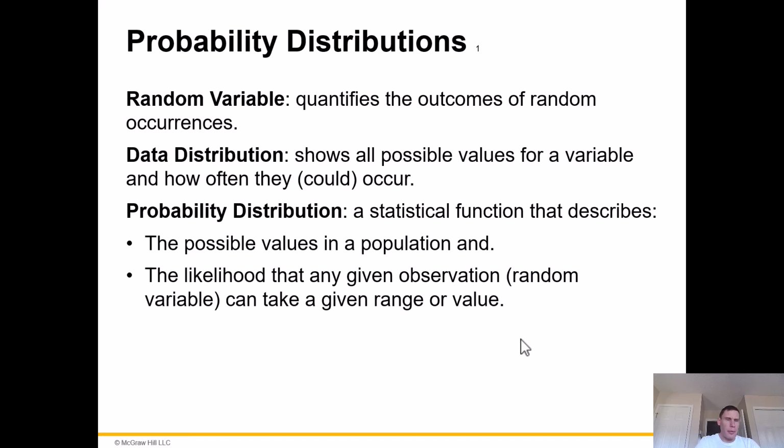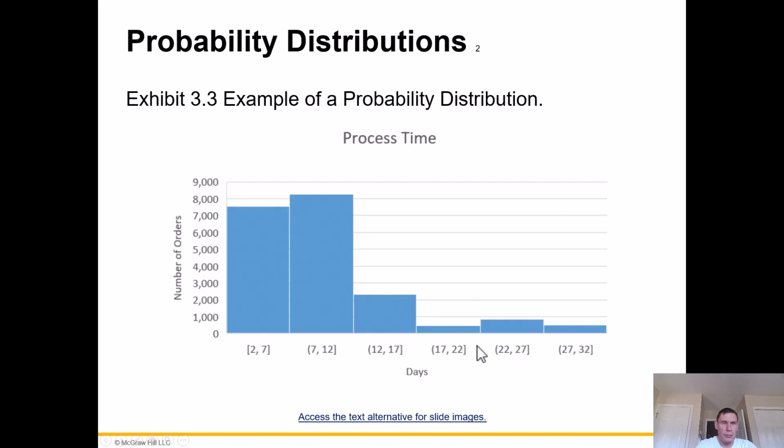With regard to probability distributions, a random variable quantifies the outcomes of random occurrences. A data distribution shows all possible values for a variable and how often they could occur. And then the probability distribution is a statistical function that describes the possible values in a population and the likelihood that any given observation, i.e. the random variable, can take a given range or value.